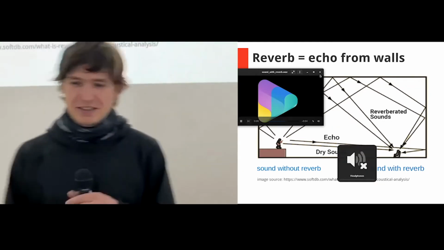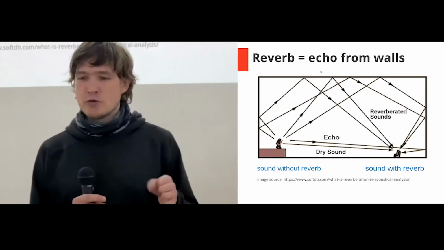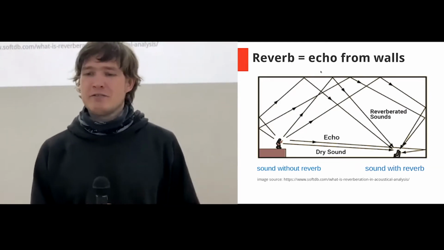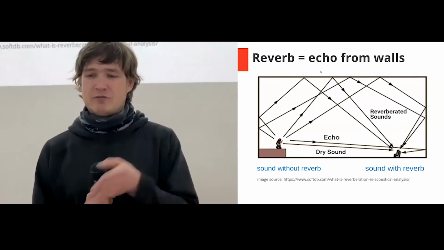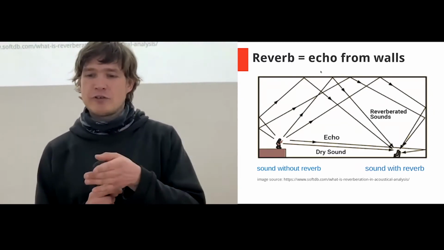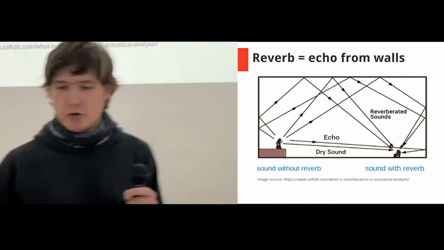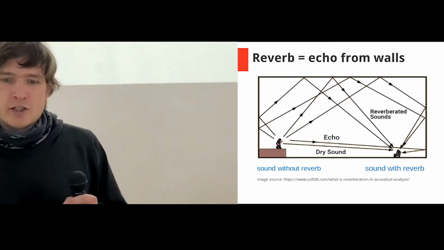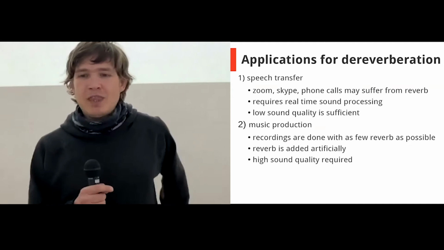So it sounds very different. Our task is to remove reverb from sound, which means we start with something from the last sound example where we have a lot of reverb, and we want to end up with something where we don't have any reverb. So what are possible applications for this?